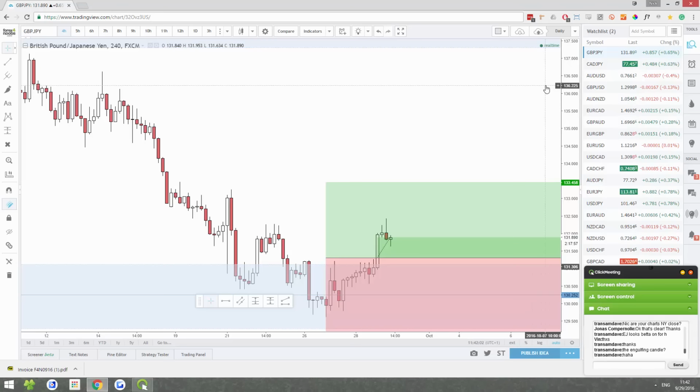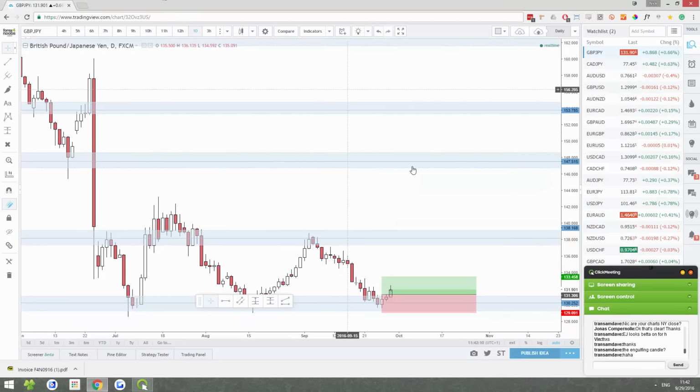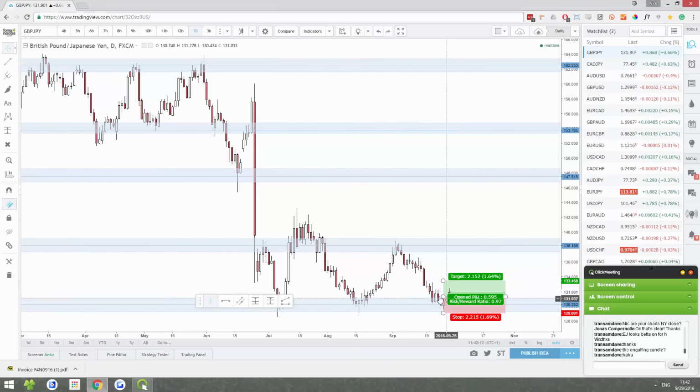I'm keeping a close eye on this GBPJPY trade that we're in. We'll see how this one plays out. This is still a pretty strong setup, still looking good.